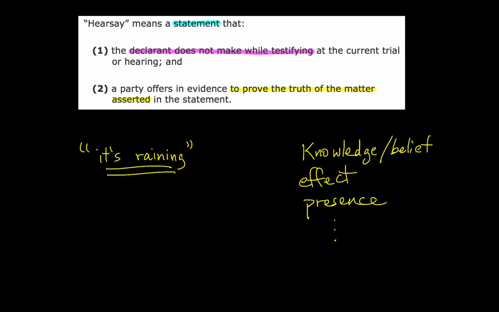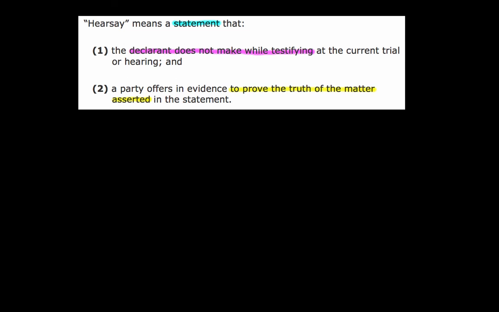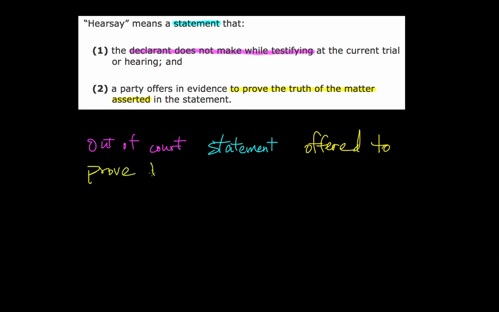All right, so let's review. We said that for something to be hearsay, it has to be a statement. And a statement can be an oral statement, a written statement, or it can be nonverbal conduct if that conduct was intended as an assertion. And we also said that for something to be hearsay, it has to be a statement that the declarant does not make while testifying. So we know that the statement has to be an out-of-court statement. And finally, the statement needs to be one that's offered to prove the truth of the matter asserted.